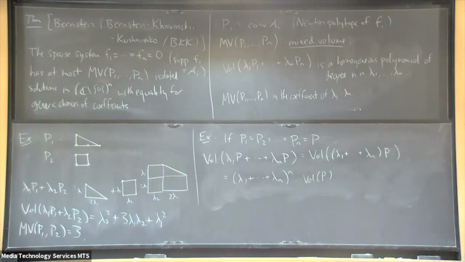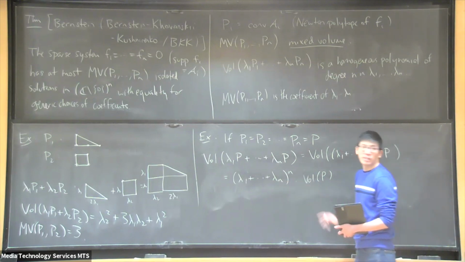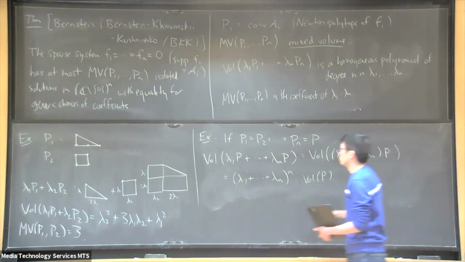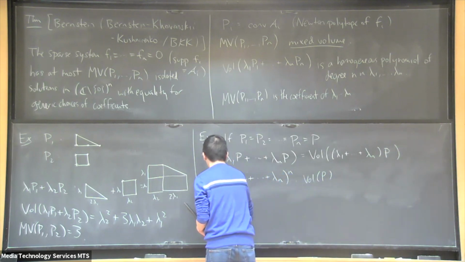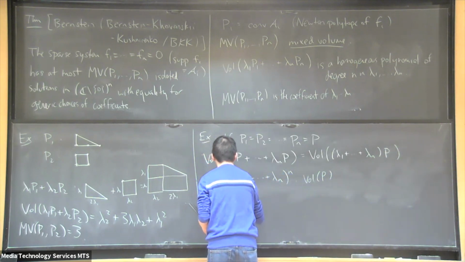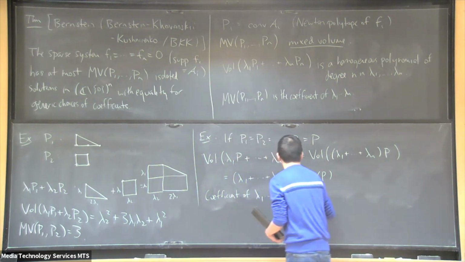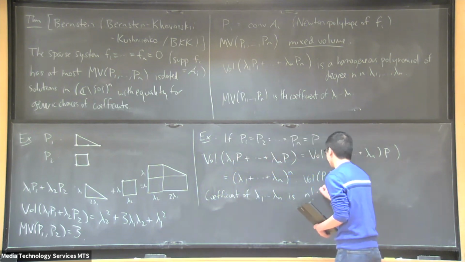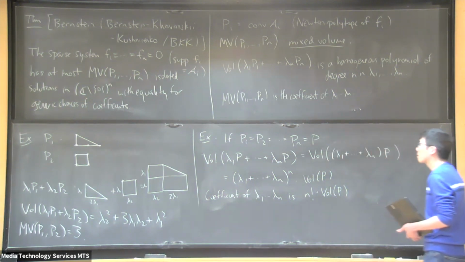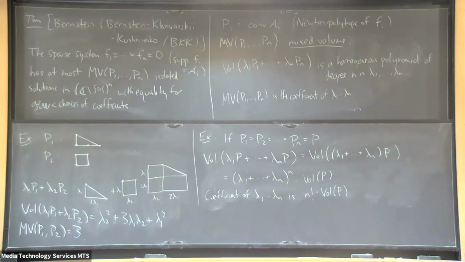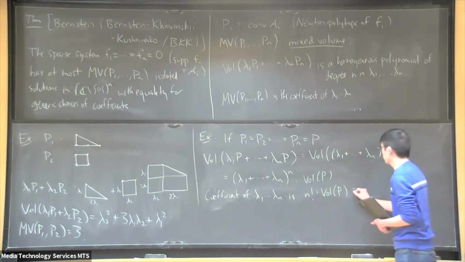And then I want to take the coefficient of this mixed term. And so that's just, by the multinomial theorem, going to be n factorial. So the mixed term coefficient is just n factorial, and then times, of course, this factor here. So this is the mixed volume.